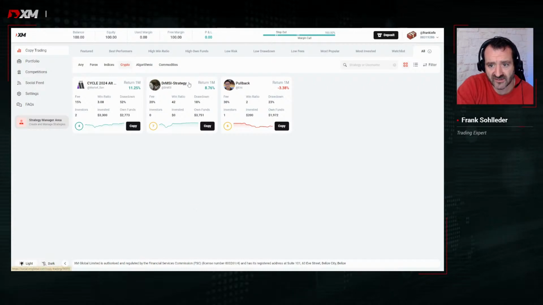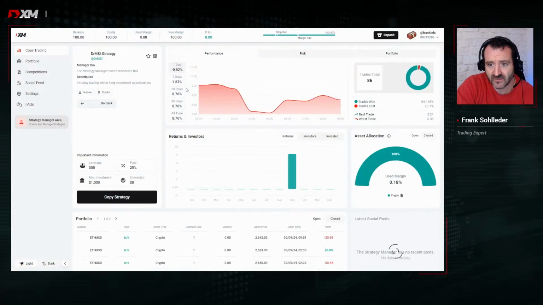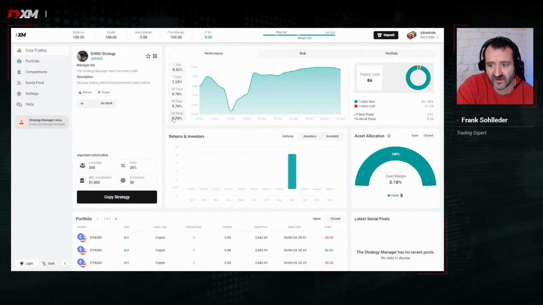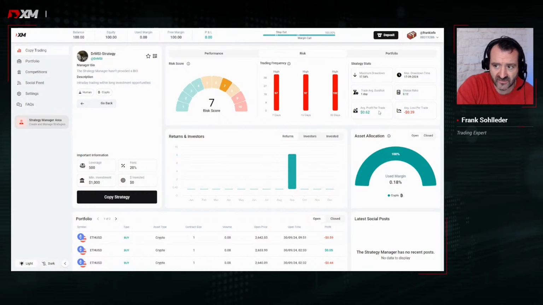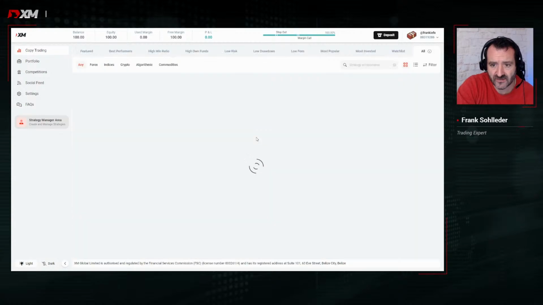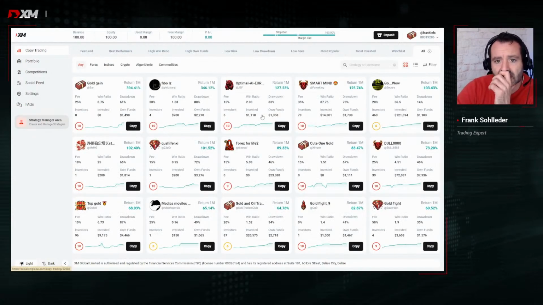Dr. MSI strategy, all-time high 8%. He just started right now, so here we would have to give him a little bit of time still. He wins 98% of the trades, and he has a good average profit and a good average loss. That looks not too bad. But we need to give him a little bit of time still because he just started, to get a little bit more statistics, right?